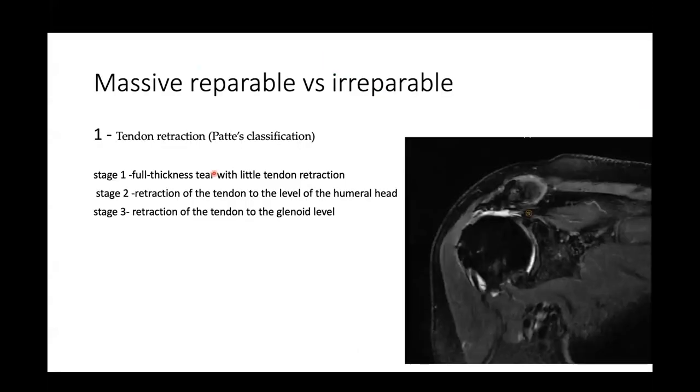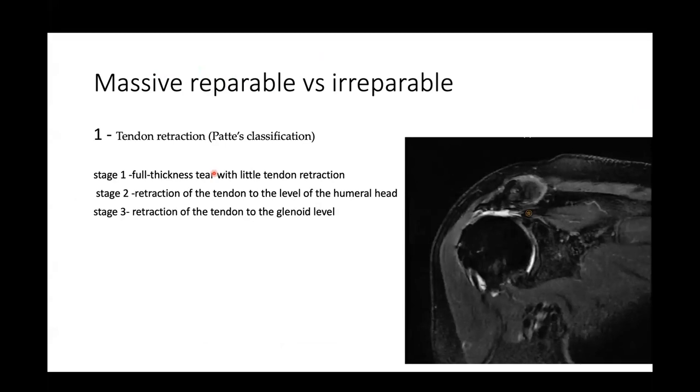Next, in massive cuff tears, we have to differentiate whether it is a repairable tear or an irreparable tear, because that will help us in planning preoperatively and to be ready with backup options in case the cuff is not repairable. So it is very important to identify it preoperatively to have an idea.